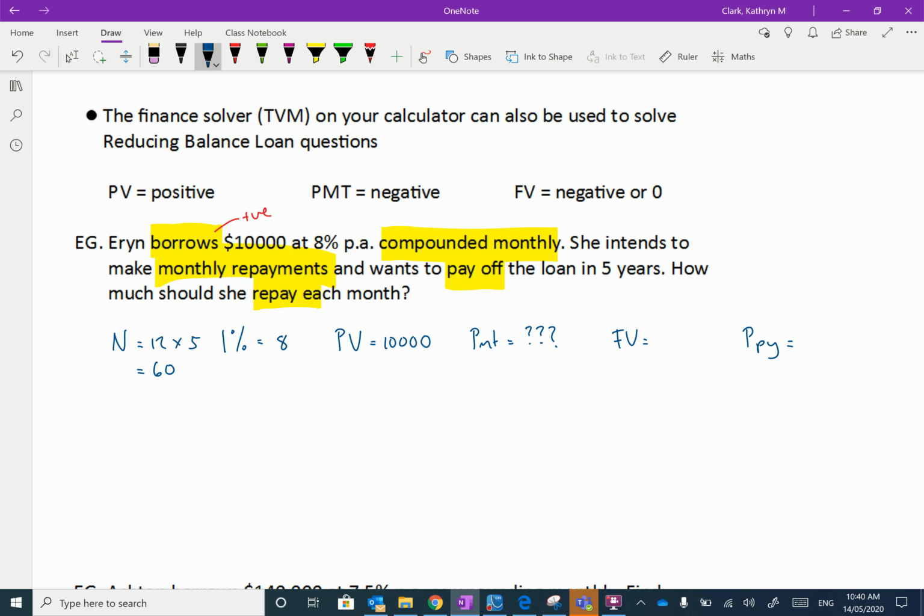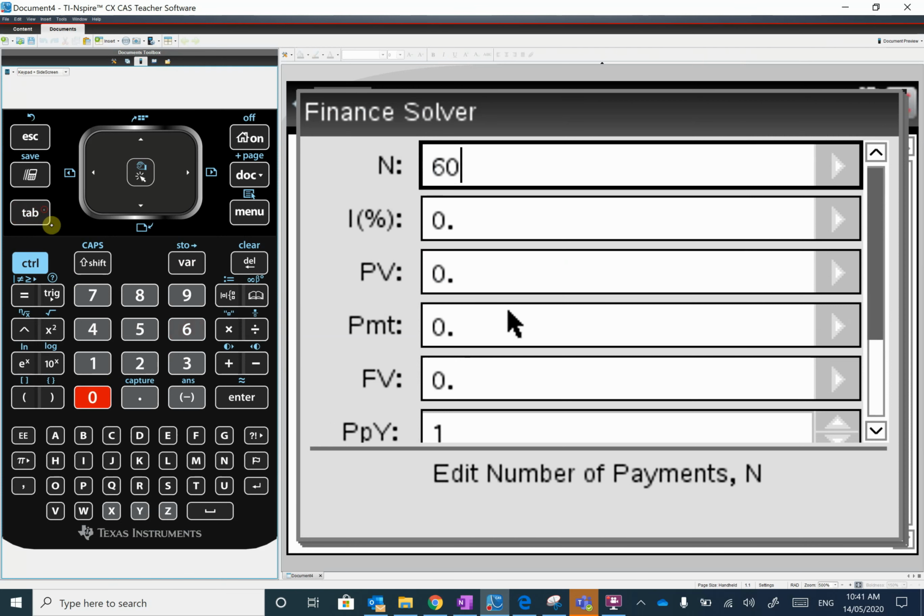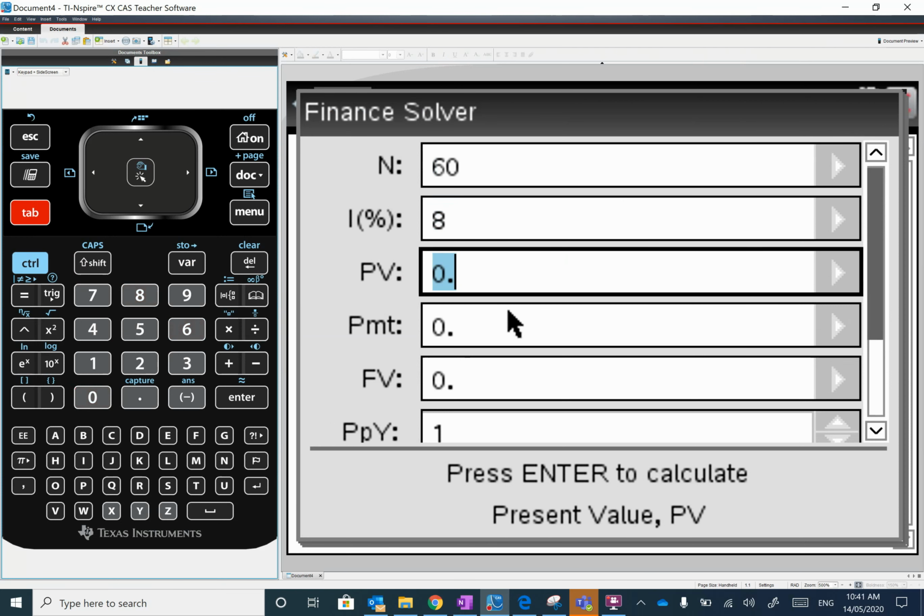So in my calculator now, that's 60, 8%. I borrowed $10,000, and that's a positive amount because I get that money. I don't know the payment. Future value, I'm going to pay all that off. That's going to be 0. Payments per year is 12, and you'll see that the number of compound periods also remains at 12, or it will change automatically. I'm then going to put my cursor in the box that I'm trying to solve for, and you'll see it says press enter to calculate payment. So I'm going to press enter.